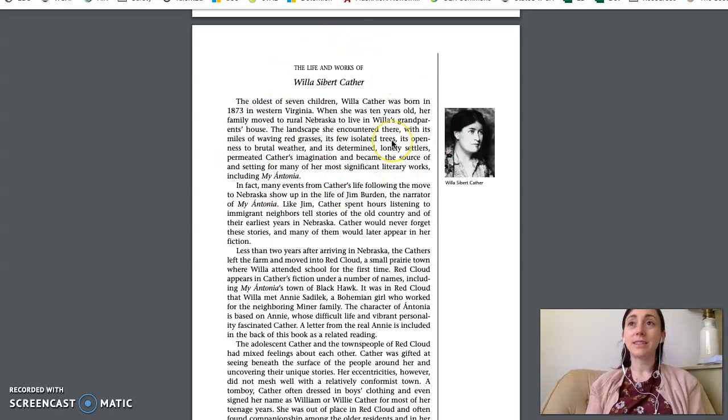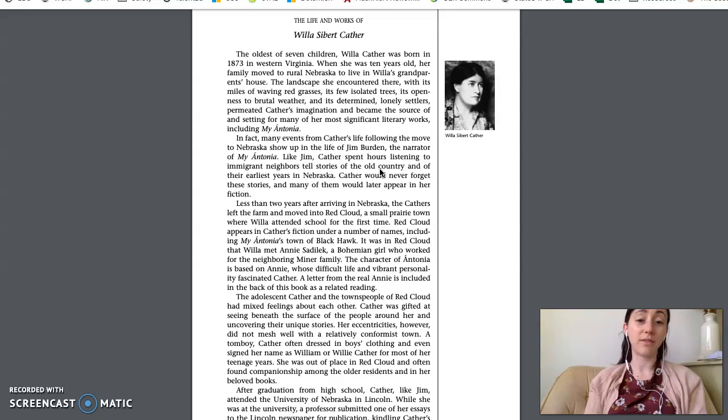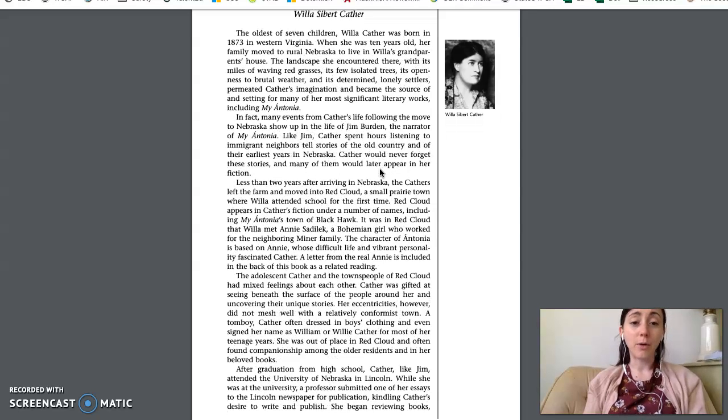Secondly, it takes place in the same location at the same time. So if you'll notice another similarity, Jim, our character, moves to Nebraska from the East when he was 10 years old. And so, again, that's another similarity. The landscape that she encountered there as a 10-year-old, with its miles of waving red grass, its few isolated trees, its openness to brutal weather, and its lonely settlers, permeated her imagination and became the source and setting for many of her most significant literary works. And so, her life is going to be very closely entwined with our narrator.